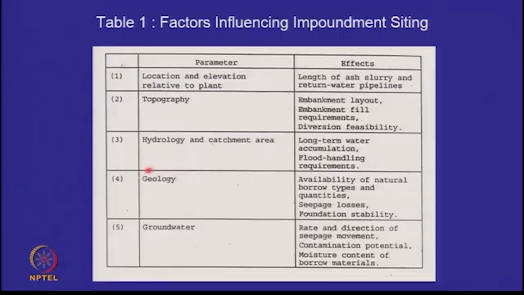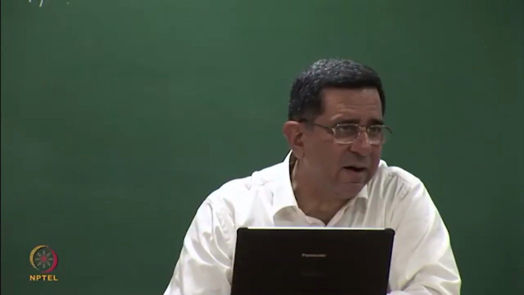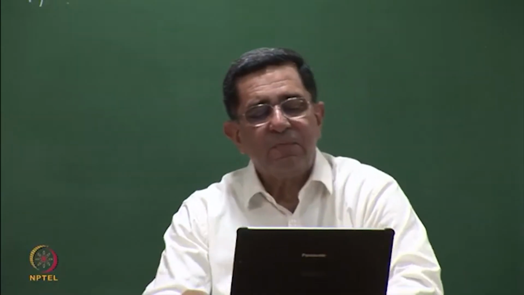What are the geotechnical and geological features? What is the soil available? Where is the bedrock? Where is the groundwater table? What kind of foundation issues are we going to have? And of course, we are going to look at groundwater quality and seepage and contamination potential. These are the factors which influence the impoundment siting. But typically the issue is, where do you get enough land?